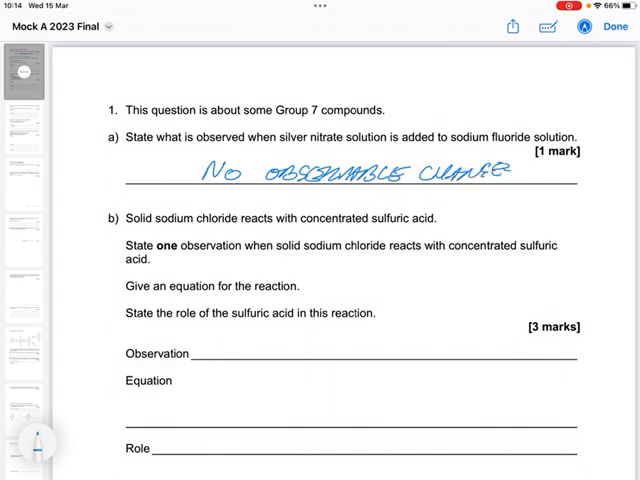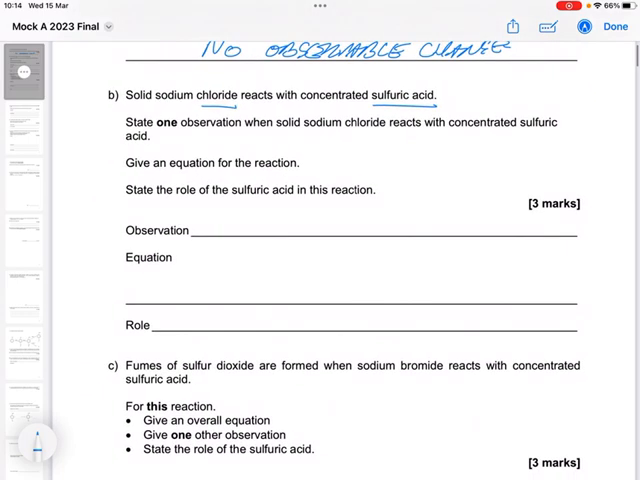Okay, solid sodium chloride reacts with concentrated sulfuric acid. State one observation when solid sodium chloride reacts with concentrated sulfuric acid. Give an equation for the reaction and then state the role of the sulfuric acid. So this is the one that isn't a redox. Okay, so what you get with this then is white or misty fumes.